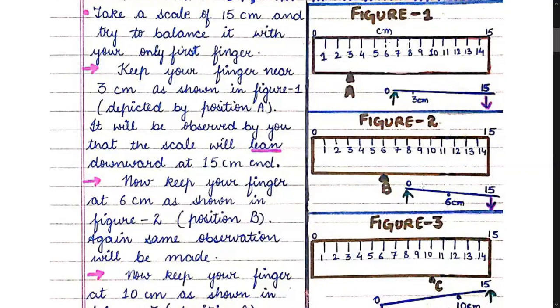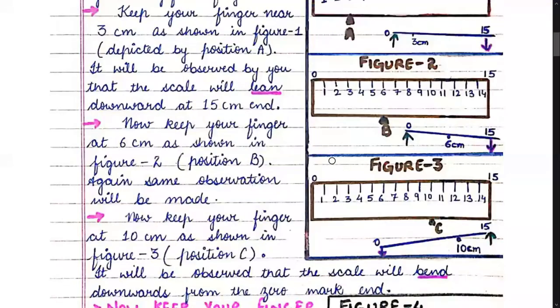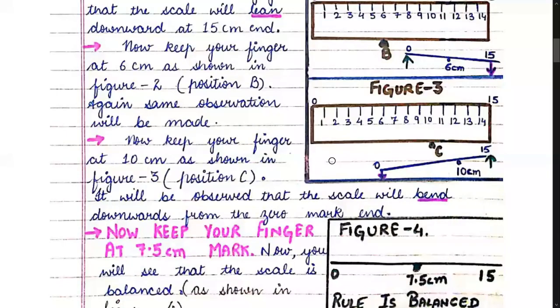Similarly, if you place your finger below the 6 centimeter point, again the same thing will happen. The scale will depress down from the end of 15 centimeter. But if you place your finger at 10 centimeter, then what will happen? Your scale will not be moving like this. It won't be depressing from 15 centimeter. Rather, it will depress from 0 centimeter.